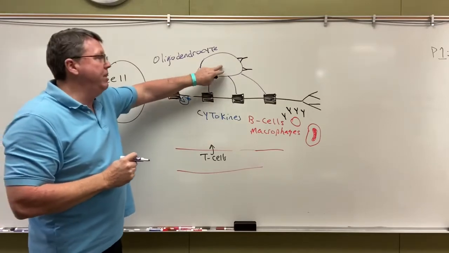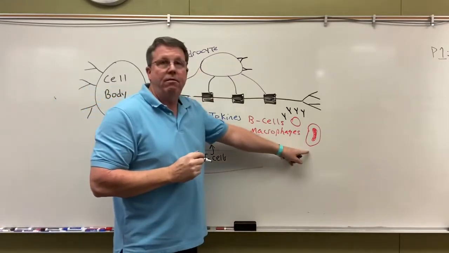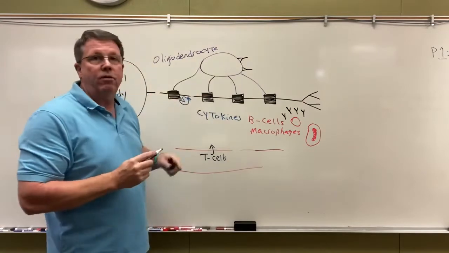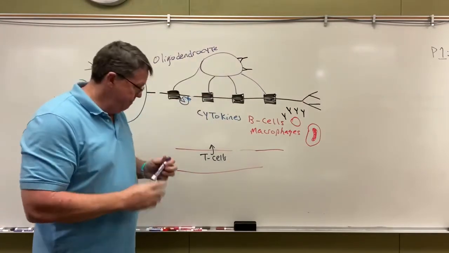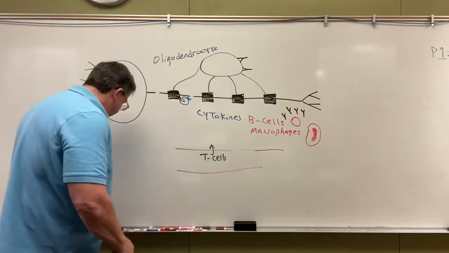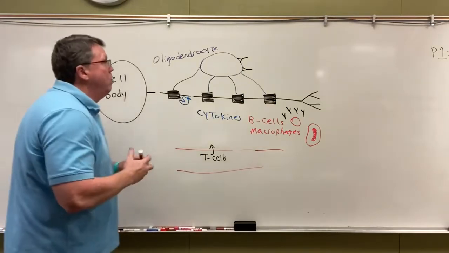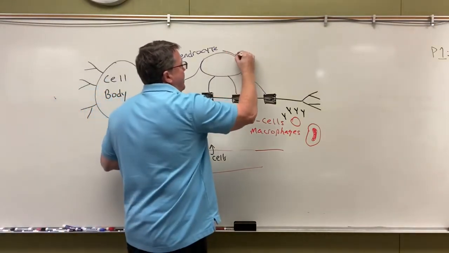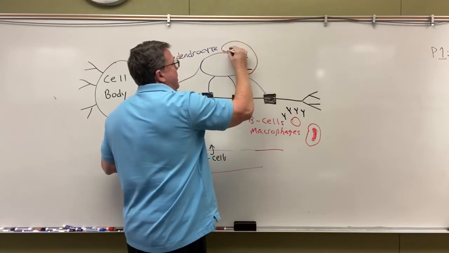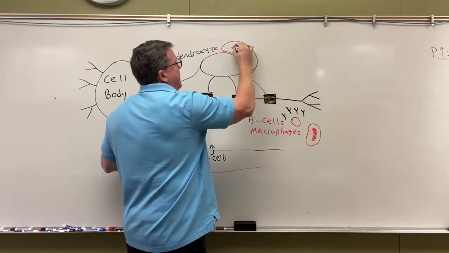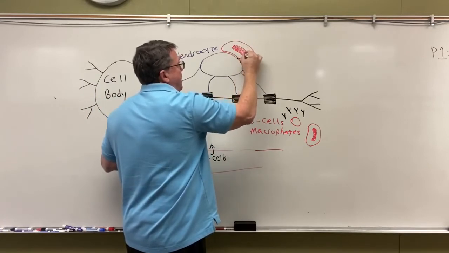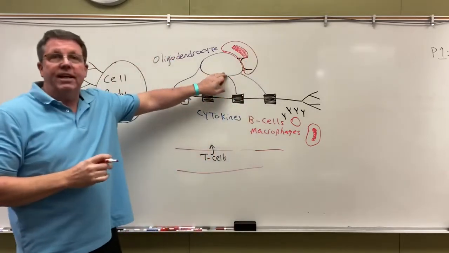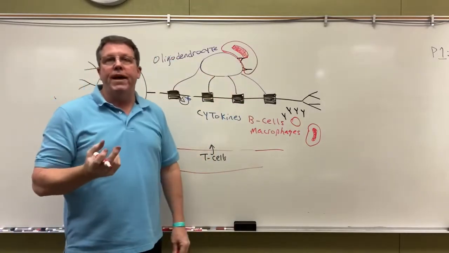And then what happens is the macrophages will view this oligodendrocyte as a bad guy. And now my macrophage will come and it will actually attack this oligodendrocyte also, because it thinks it's not supposed to be there. And again, this is the nucleus. So it's going to attack that. It's actually going to try to eat it. It's called phagocytosis.